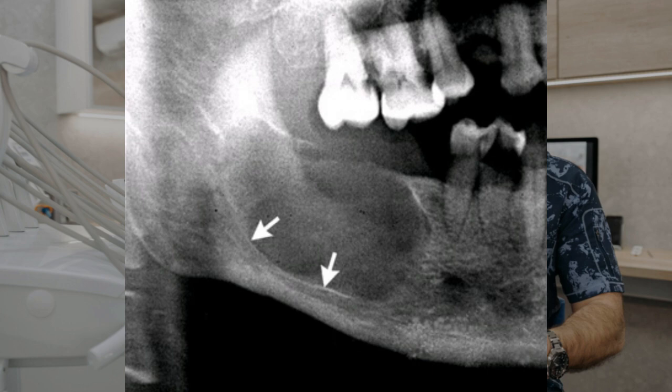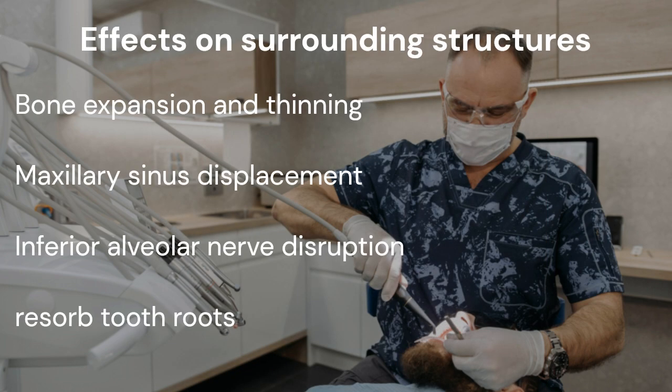A residual cyst has a well-defined and corticated border unless it has become secondarily infected. The internal aspect of a residual cyst typically is radiolucent, although dystrophic calcifications may be present in long-standing cysts. Residual cysts may cause expansion of an adjacent bone surface and thinning of the overlying cortex. In the maxilla, a residual cyst may displace the floor of the maxillary sinus or course of the inferior alveolar canal. Residual cysts can displace teeth or resorb tooth roots.